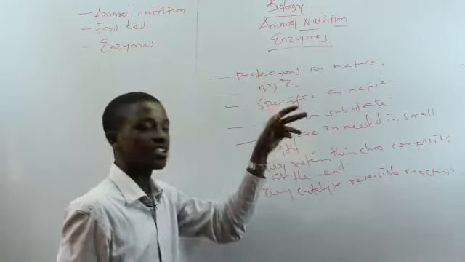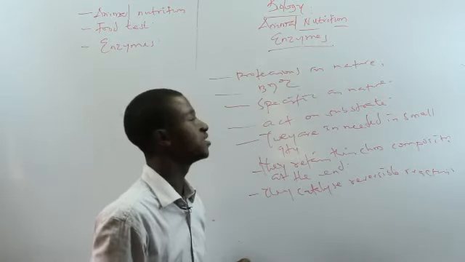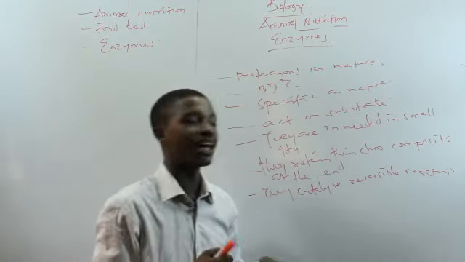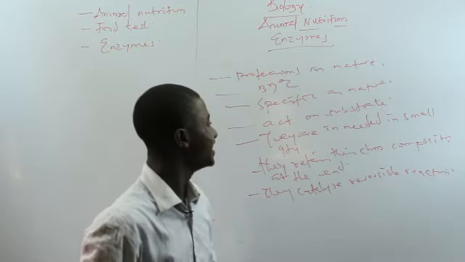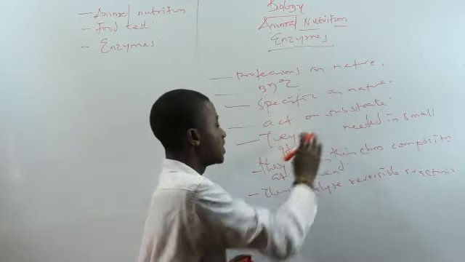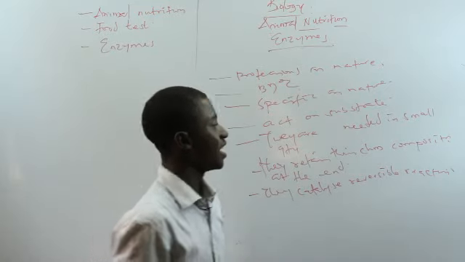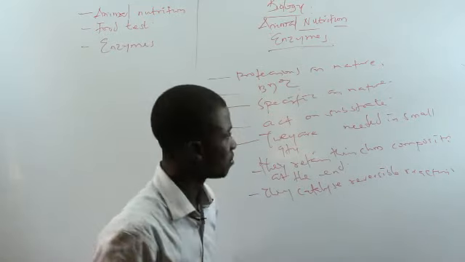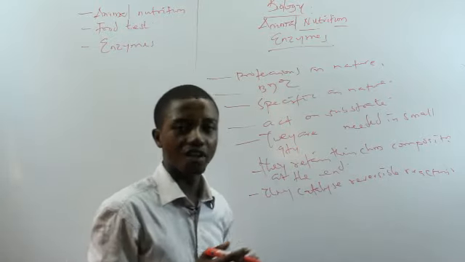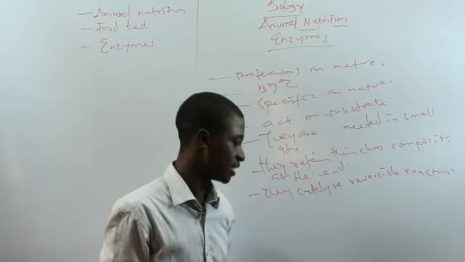For the last time, they are proteinous in nature. They work best at 37 degrees Celsius. They are specific in nature. They act on substrate. They are needed in small quantity. They retain their chemical composition at the end, and they catalyze reversible reactions. So now we're going to be looking at the types of enzymes and the classes of enzymes.